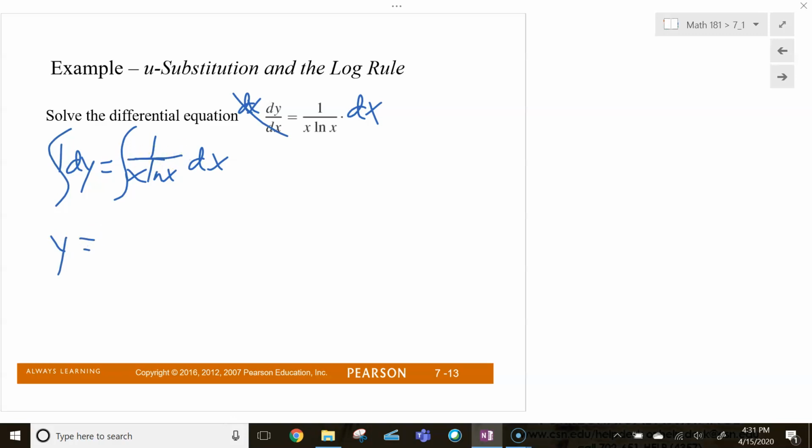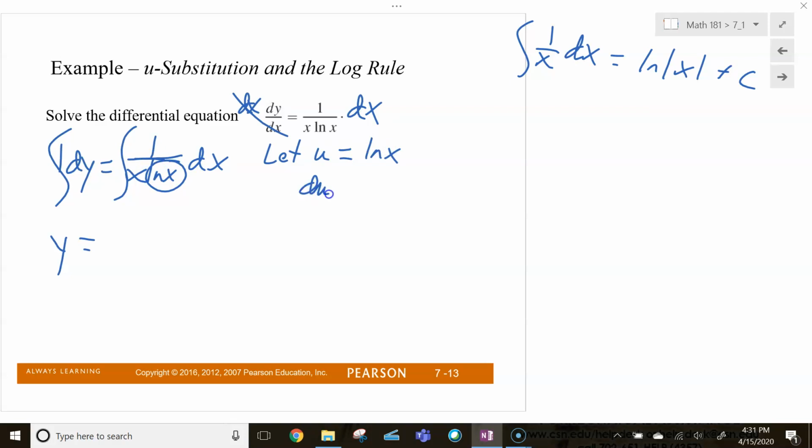So how can we get this? I'm thinking to myself, well, gosh, I know that the integral of 1 over x dx is the natural log of x, right? Like I can do that. Can we get it in that form? Well, you're going to have to use u substitution to do that. So you're going to let u be the ln of x. So this part right here, right? So I know du dx is 1 over x. And then, of course, I take the dx to the other side.